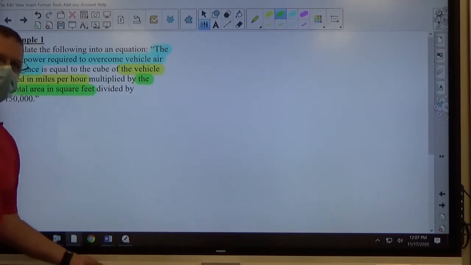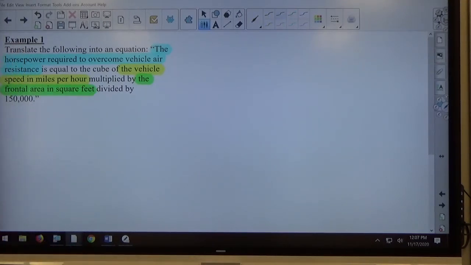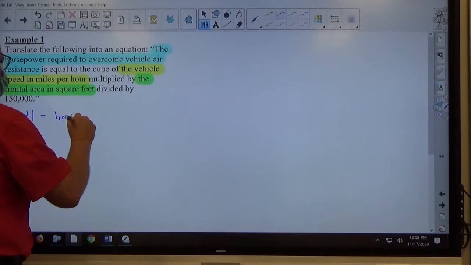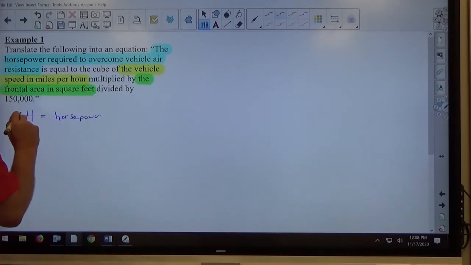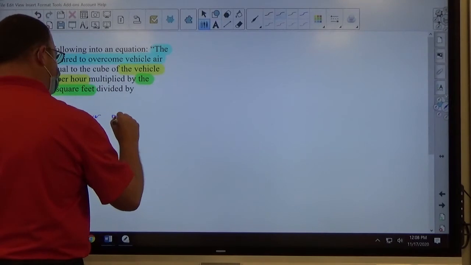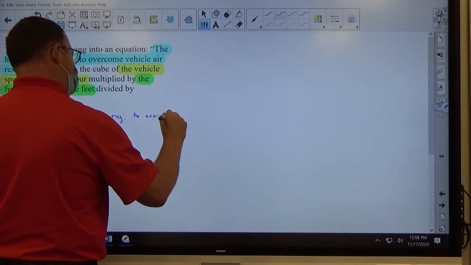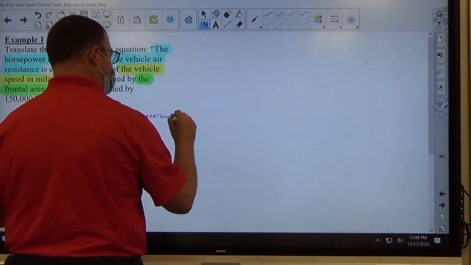In order to write an algebraic equation, I need to have the variables I'm going to use. And I like to use variables that are meaningful in the sense of what's happening in the problem. So if the first variable has to do with horsepower, maybe I'm going to say H or P for horsepower. H will be the horsepower required to overcome air resistance.